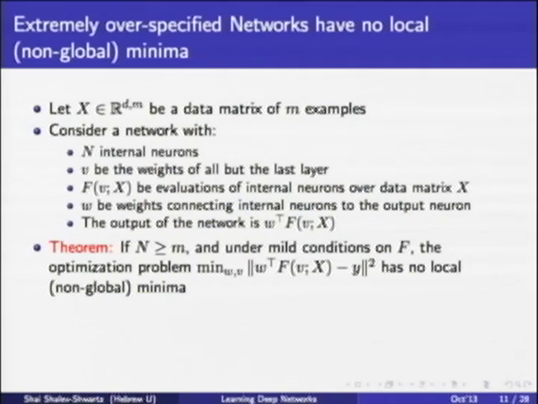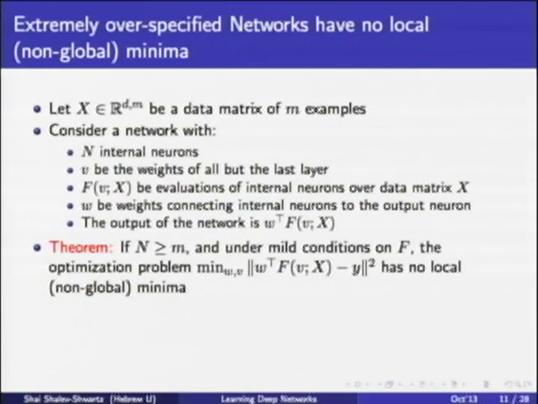So if you have a data matrix of m examples in d dimension, and then you take any network with a capital N internal neurons, V be all the weights in the network except the weights for the last layer. And then F V of X will be the evaluation of all the internal neurons of the network over the data matrix. Okay, so this will be a matrix F, okay? And W be the weights of the last layer. So we will predict by taking W times F.